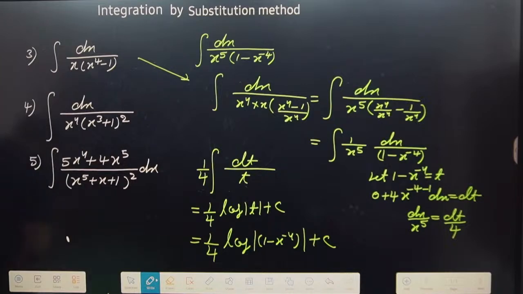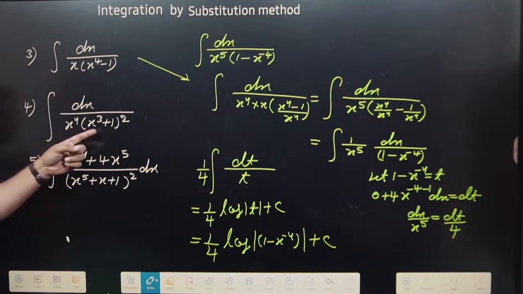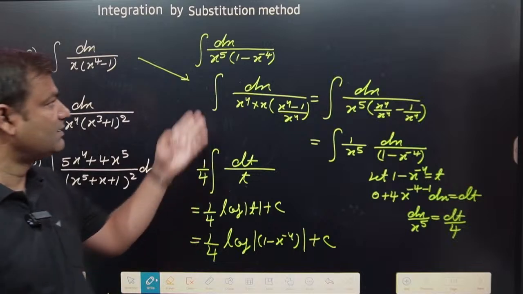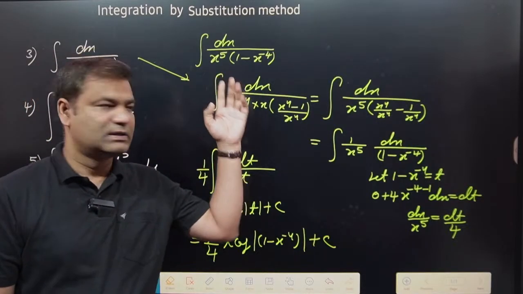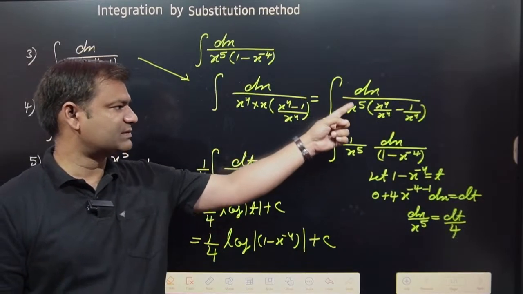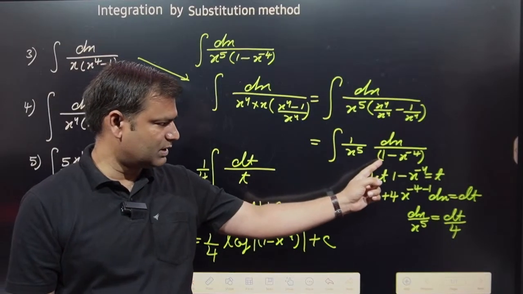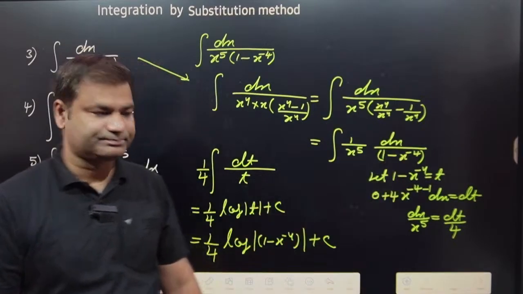This is the final answer. Now the next problem is question number 4: the integral of dx divided by x to power 4 into (x cube plus 1) whole square. How can we solve it? Simply, the highest power is common. Then after that we get dx divided by x to power 5 into (1 minus x to power minus 4). Okay.